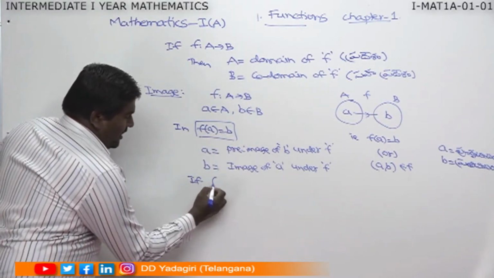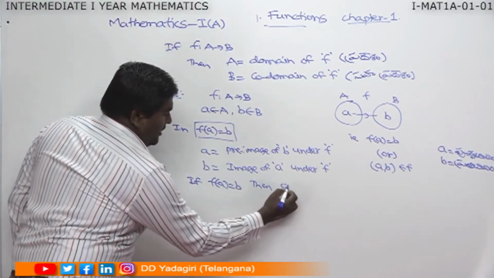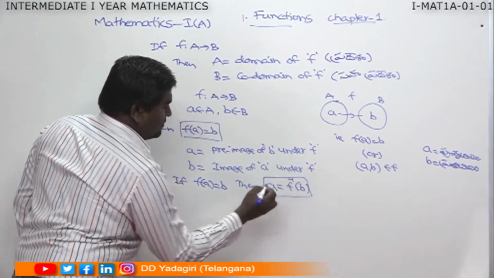If f of a is equal to b, then a is equal to f inverse of b.